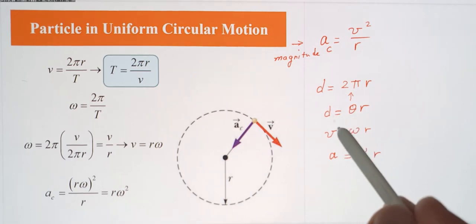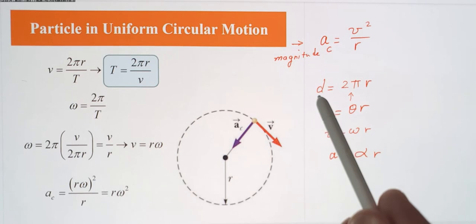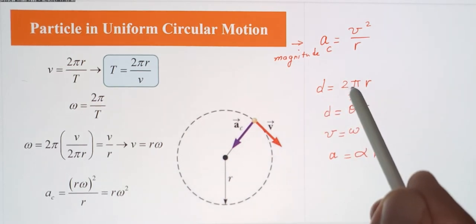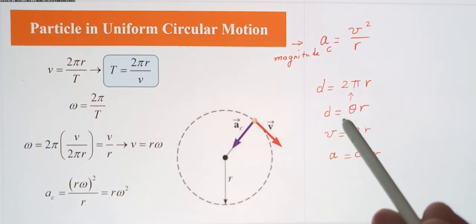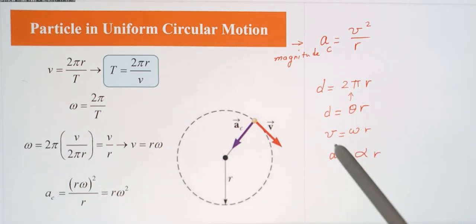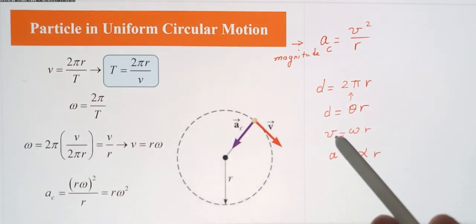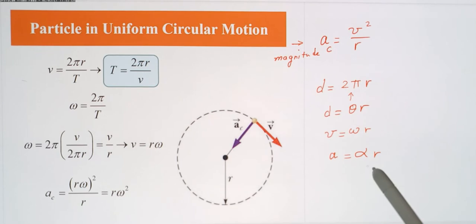You see the relation? So we start with the circumference of a circle. Well, it is a distance. This is meter, this is radian, and this is meter. Well, it can be written as theta r because 2 pi is a theta. Same relation with speed or velocity and angular velocity, and acceleration and angular acceleration. That's the relation.